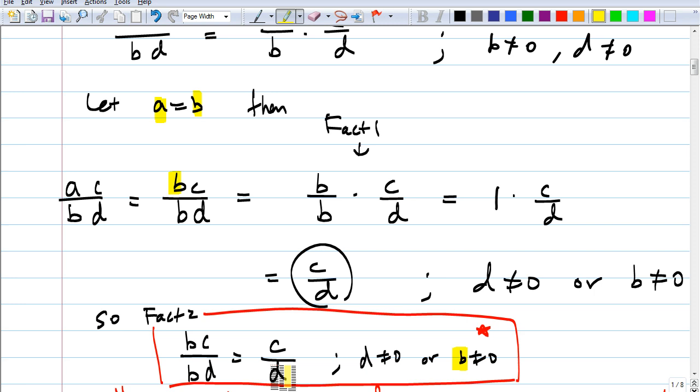But do you see a little star? Why do we need b can't be 0 there? Because didn't the b's cancel out already? Why do we have to bother? I understand why we have to write d can't be 0, because it becomes c over d, so we don't want d to be 0 because then it will be undefined. But didn't the b's cancel out? Why do we still have to say b can't be 0 even though we cancelled them out?